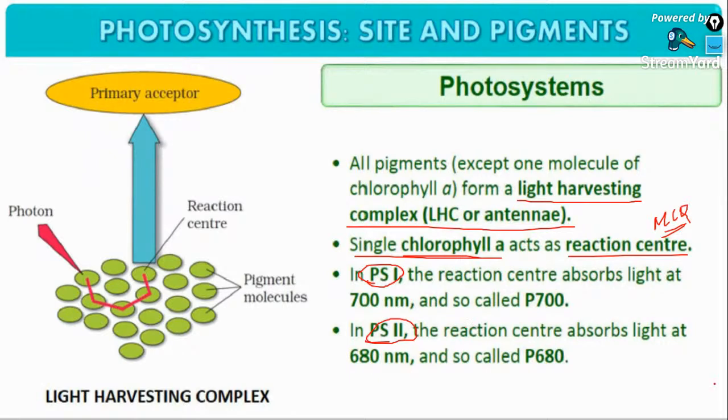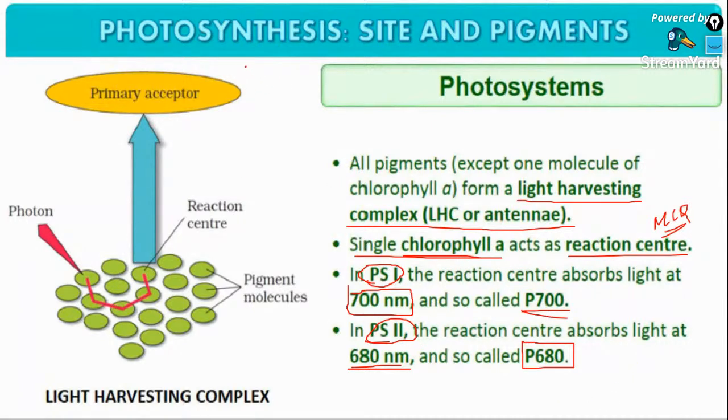What do you actually mean by PS1 and PS2? What is PS1? The reaction center absorbs light at a wavelength of 700 nanometer, or you can call it P700. PS1 or P700. Photopigment system 2 absorbs light having a wavelength of 680 nanometer, and hence you can call it P680.